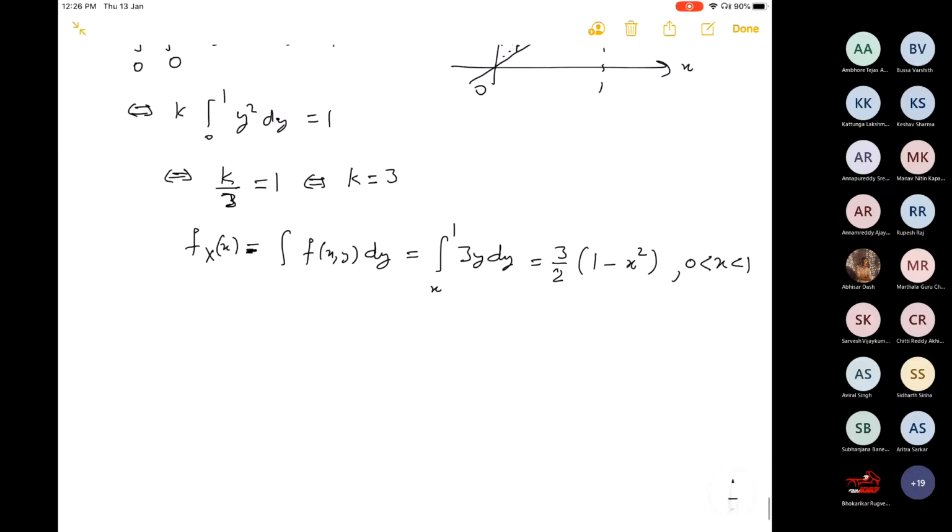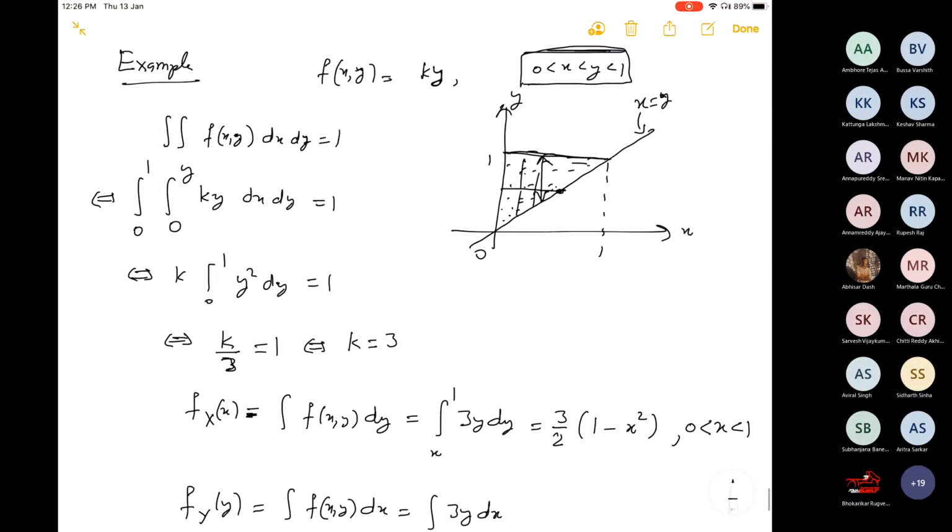This is the marginal of x. What is the marginal of y? Marginal probability density function: integrating the joint over x. So 3y dx. X is varying from here to here.